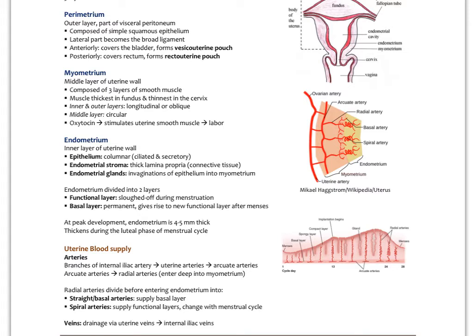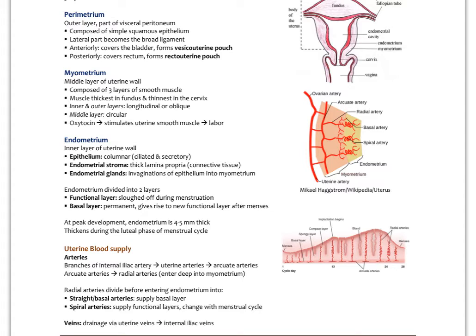So that's the epithelium. There's a stromal layer underneath that, which is made up of thick lamina propria or connective tissue. And then there are endometrial glands, which are invaginations of the epithelium into the myometrium. So it's not a clear division between the endometrium and myometrium. The endometrial tissue dips down, it points into the myometrium.